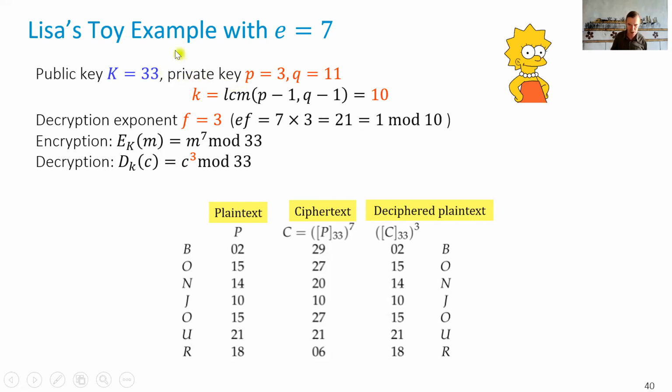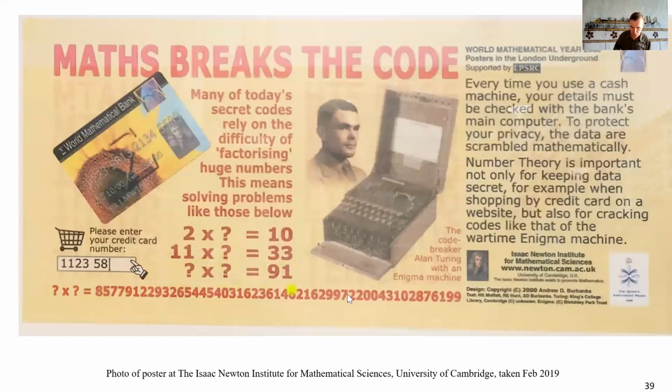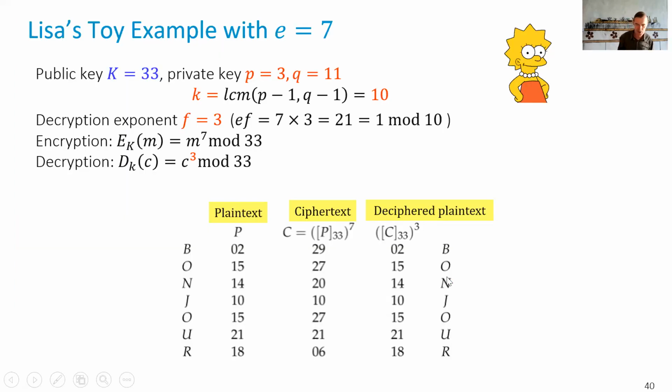Then the private key is a factoring of this, 3 times 11. Of course, that's a stupid example. The private key is derivable from the public key in a very easy way. But as I said before, if K is a key like this one, if that's your capital K, finding the P and the Q is another story.